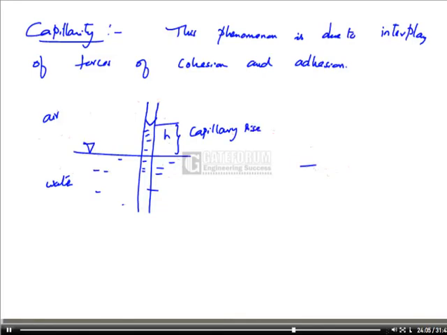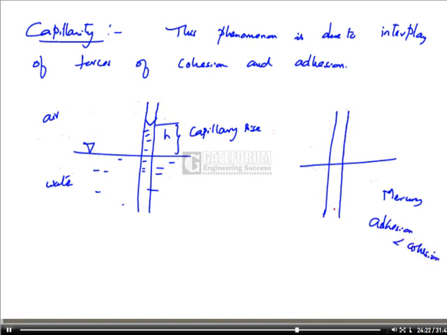Now if the same glass tube is immersed in mercury, mercury would not wet the solid surface because here the adhesion is lesser than cohesion. So mercury will dip inside the glass tube. This is called capillary depression.